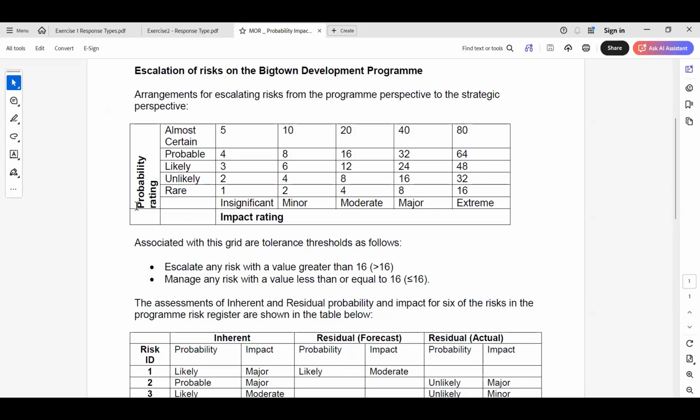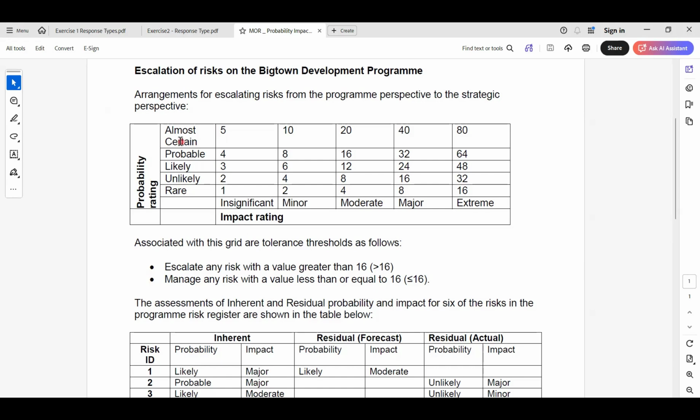Now, can you see this probability impact table in front of you? In this table, the rows are probability and the columns are impact. Impact can be insignificant, minor, moderate, major, or extreme. Probability can be rare, unlikely, likely, probable, or almost certain.